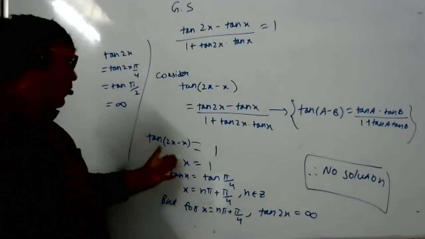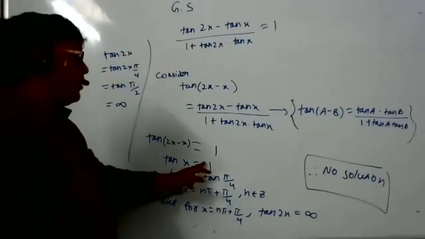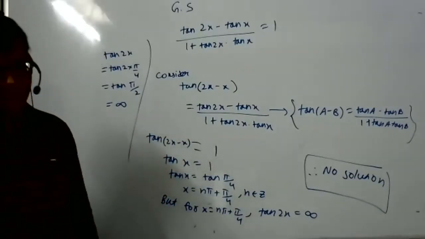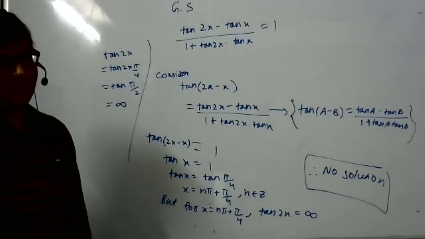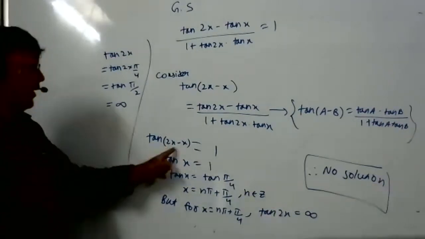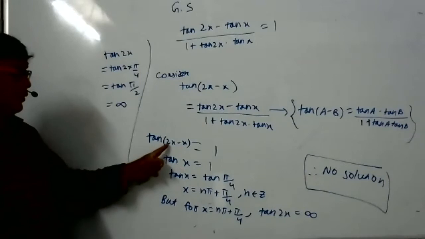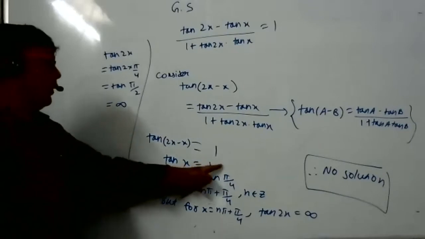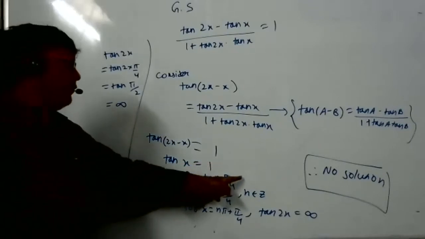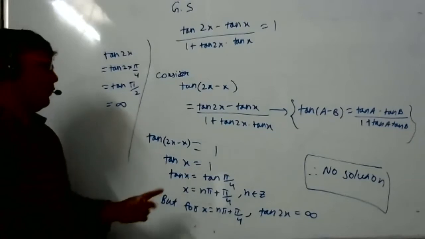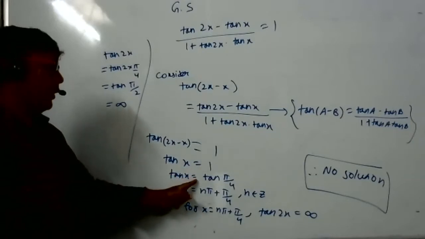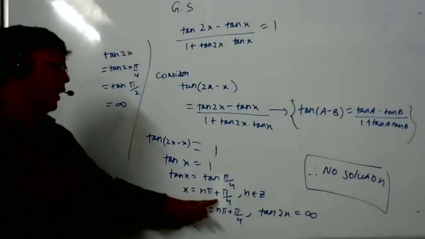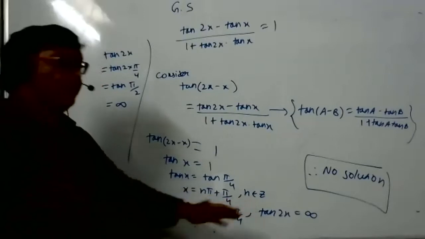So we got tan x is equal to 1. Tan x is 1 means tan x equals tan pi by 4. One minute, there you wrote tan(2x minus x) is 1, then how do you get tan x equal to 1? Oh, sorry, 2x minus x is x, no problem. So tan x is equal to 1, but what is 1? 1 is tan pi by 4. Now use the second type of formula: tan theta is equal to tan alpha, then theta is n pi plus alpha.